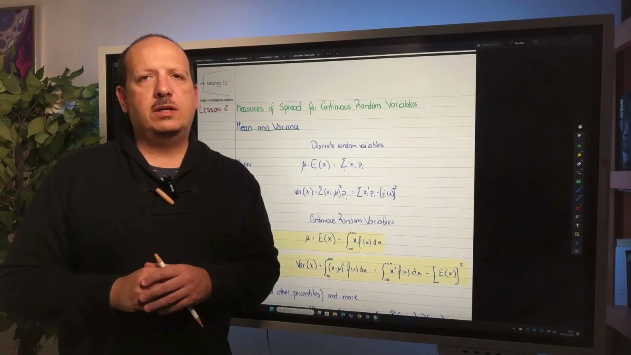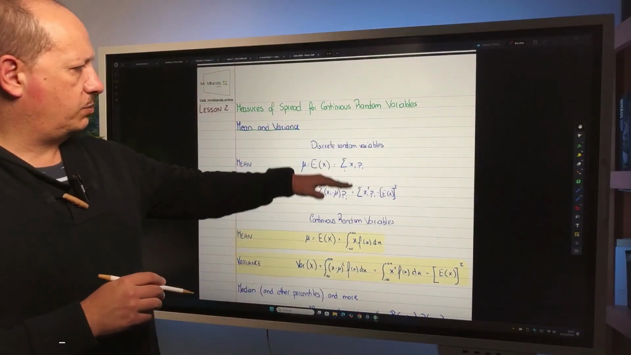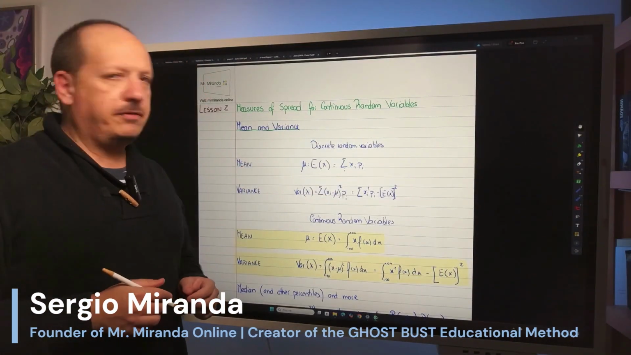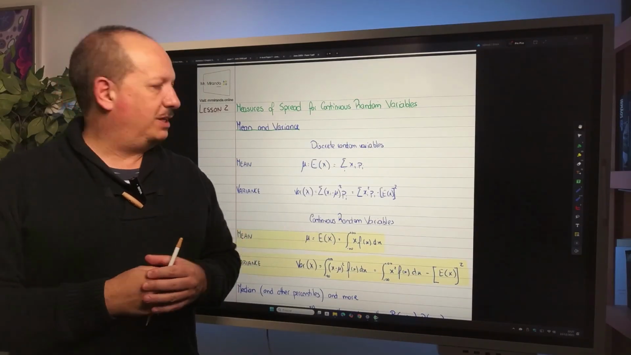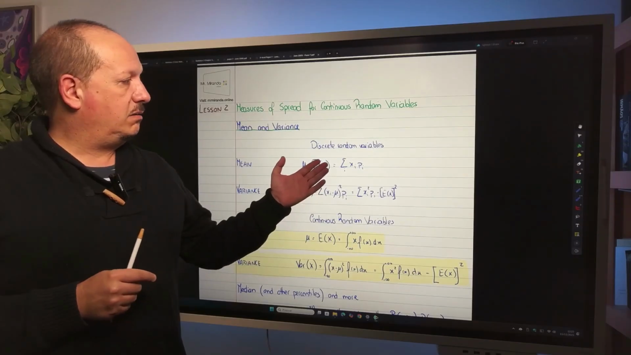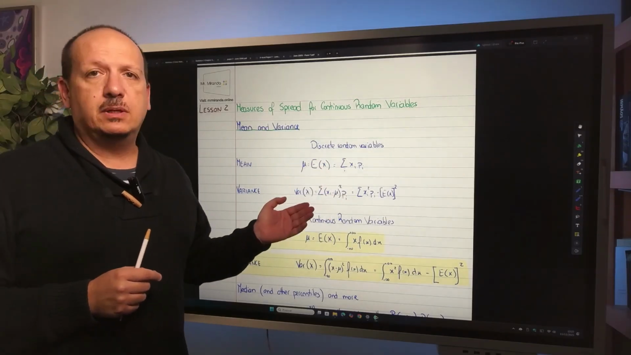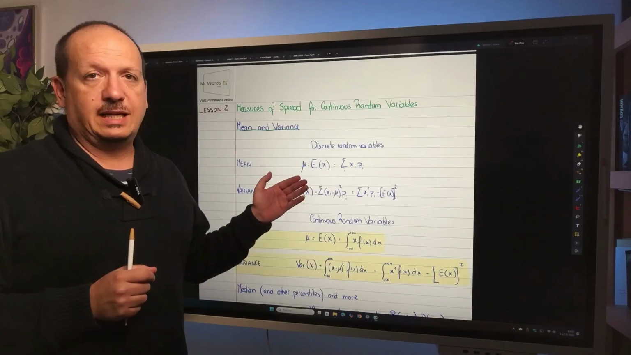In Statistics 1, you learn how to use these two formulas to calculate the mean and the variance, remember? If you studied this correctly, and I trust you did, you realize that this is actually very simple to use. I'm not going over that again.